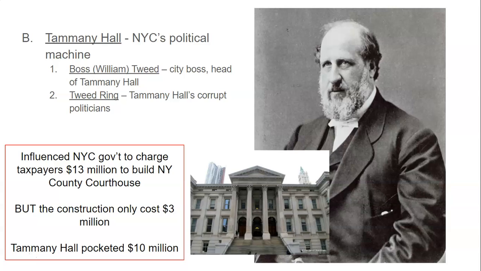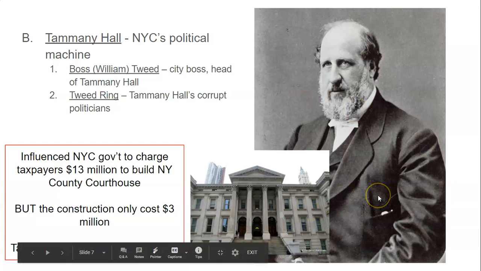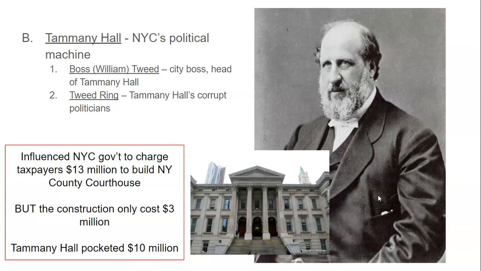But here's a prime example of graft. So basically, Tammany Hall and Boss Tweed influenced the New York City government to charge taxpayers in New York City $13 million to build the New York City County Courthouse, which is right here. It still exists today. But the construction of this courthouse only cost $3 million. So Tammany Hall, Boss Tweed, and his Tweed Ring pocketed $10 million. So here's why it's important for them to keep their power so they can keep making all of that money.